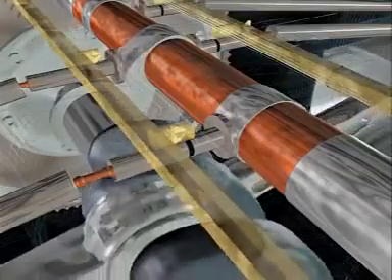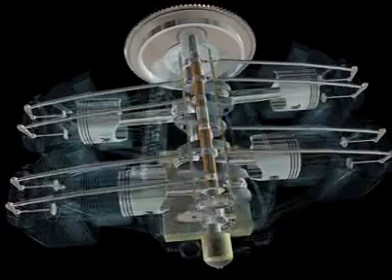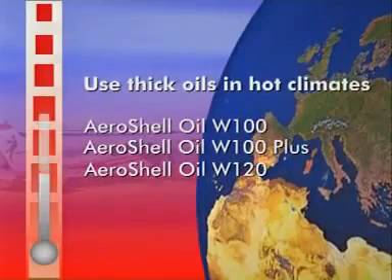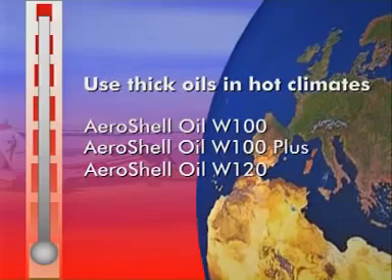Aviation oils tend to be classified by viscosity type: Aeroshell Oil W80, W100, and so on. The higher the number, the more viscous or thick an oil is. It is beneficial to use a thick oil in hot climates, as the high temperatures make lighter oils too thin to lubricate the engine properly during normal running.